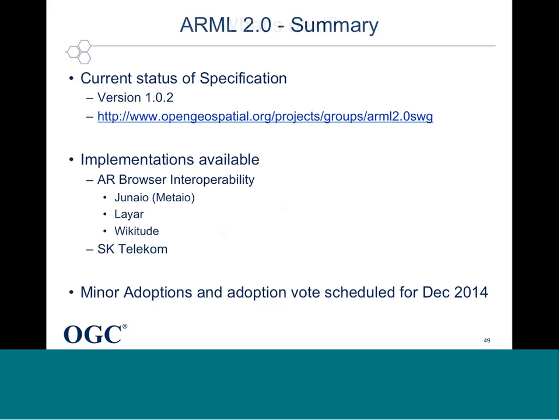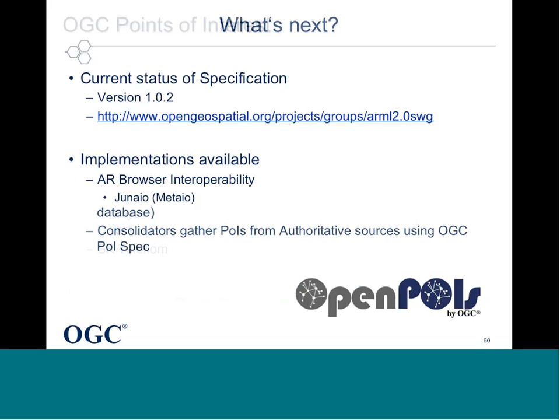The current specification is, as I said, available for review. There are already some implementations available. We used ARML 2.0 as the basis for an AR interchange format that was the basis of the AR browser interoperability test that I mentioned earlier. In addition, the AR browser that I mentioned earlier as well, developed by SK Telecom, is based on ARML 2.0. There should be a vote later this year, and then it would be widely adopted.